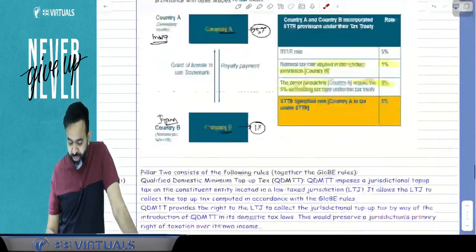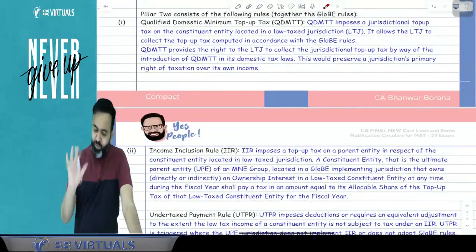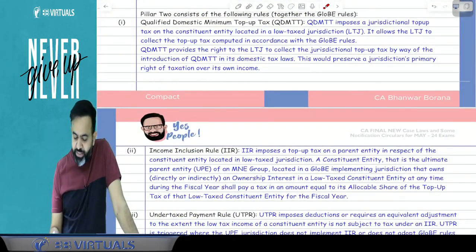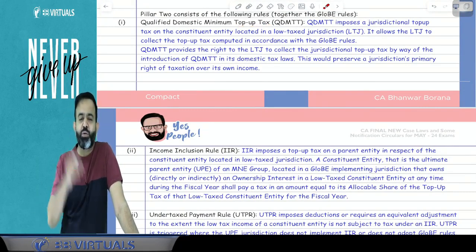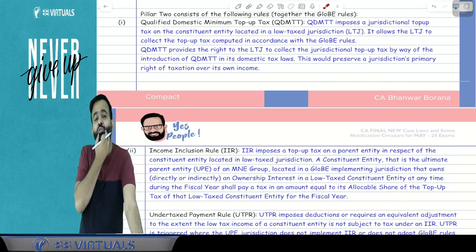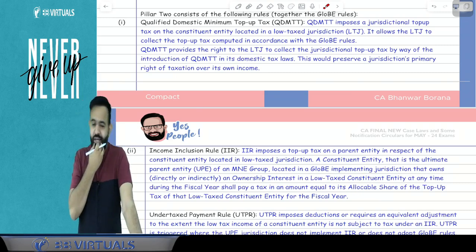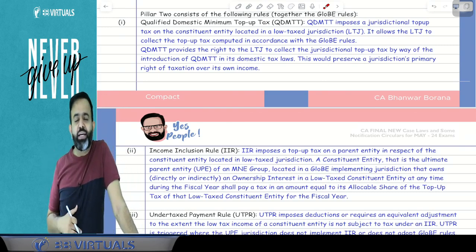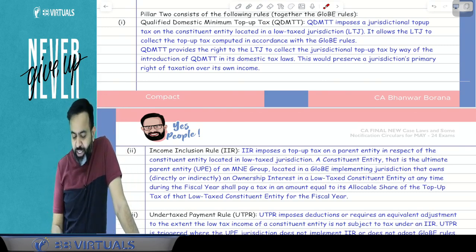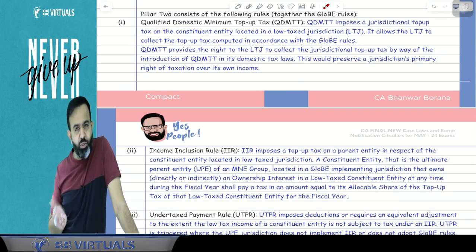Now, what is the QDMTT full form? QDMTT stands for qualified domestic minimum top up tax, because they are charging 5%, but the minimum tax should be 15%. So the domestic tax will be 10%. That 10% will be known as the QDMTT, the qualified domestic minimum top up tax. QDMT also you can say.